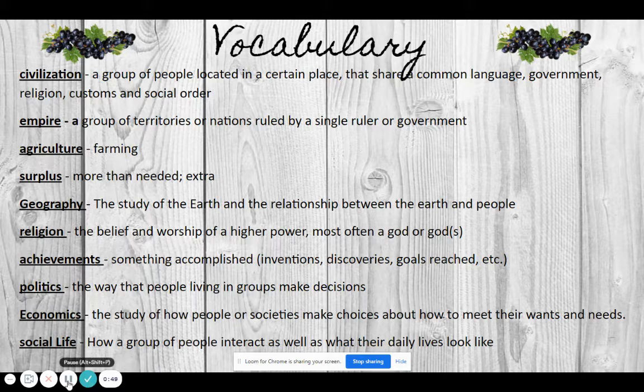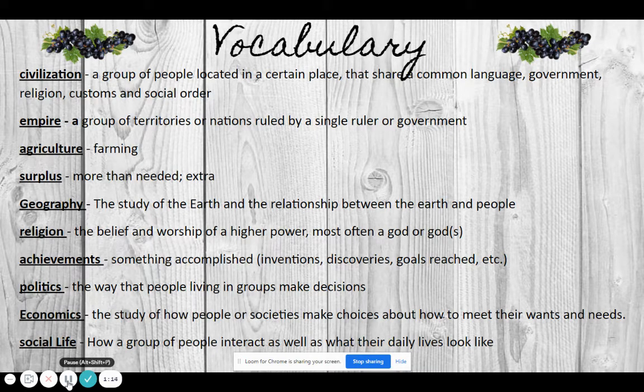Agriculture is another word for farming. A surplus, just like we studied in economics, is more than is needed. It's extra. It's the opposite of a shortage. It's the opposite of scarcity. So a surplus is more than is needed. Geography is the study of the earth and the relationship between the earth and people.